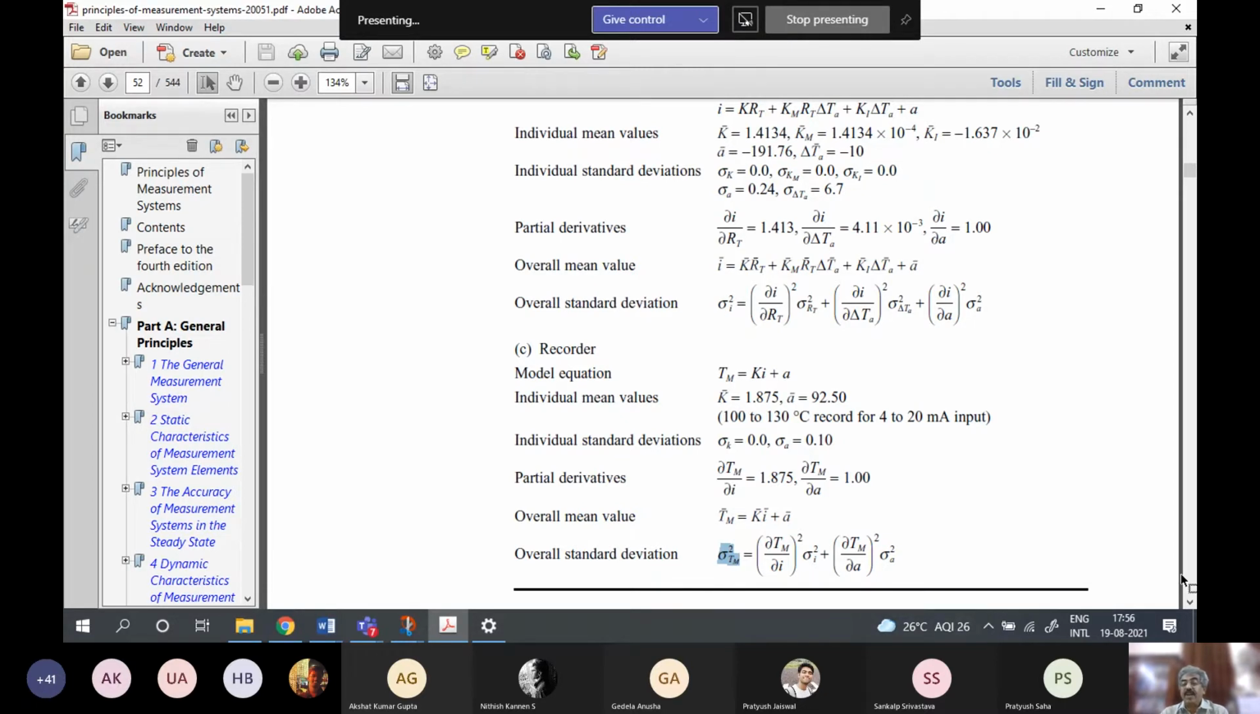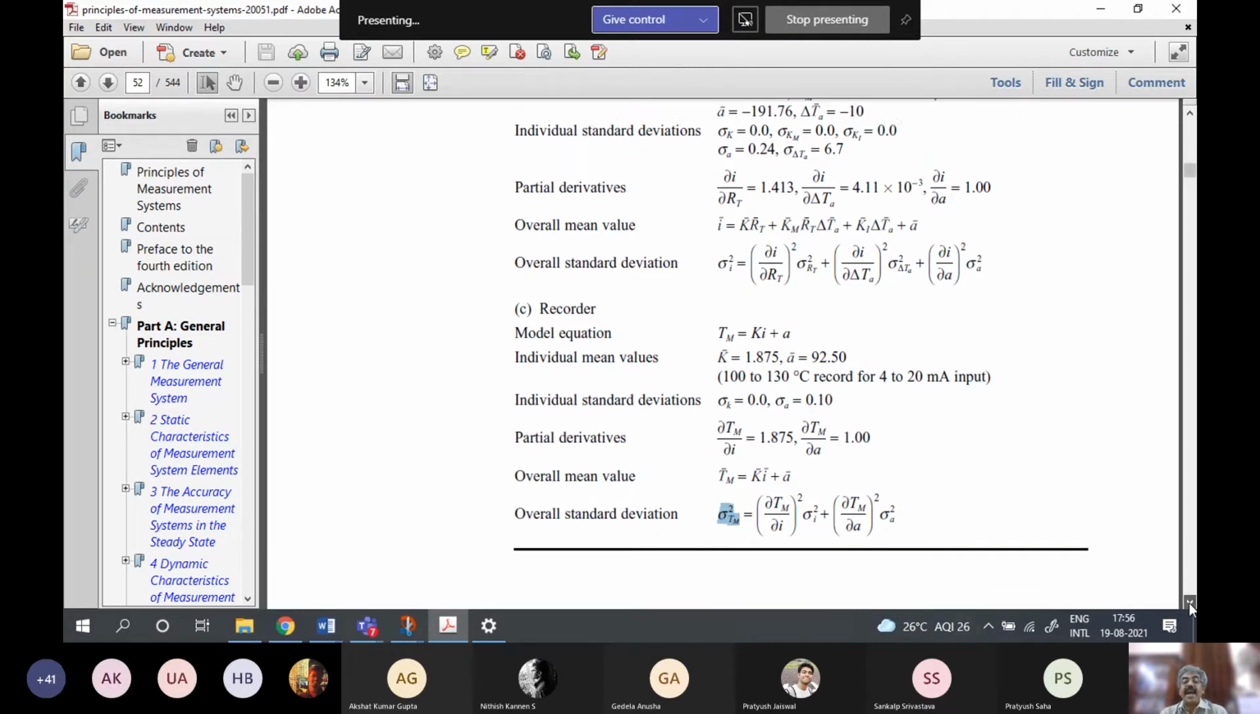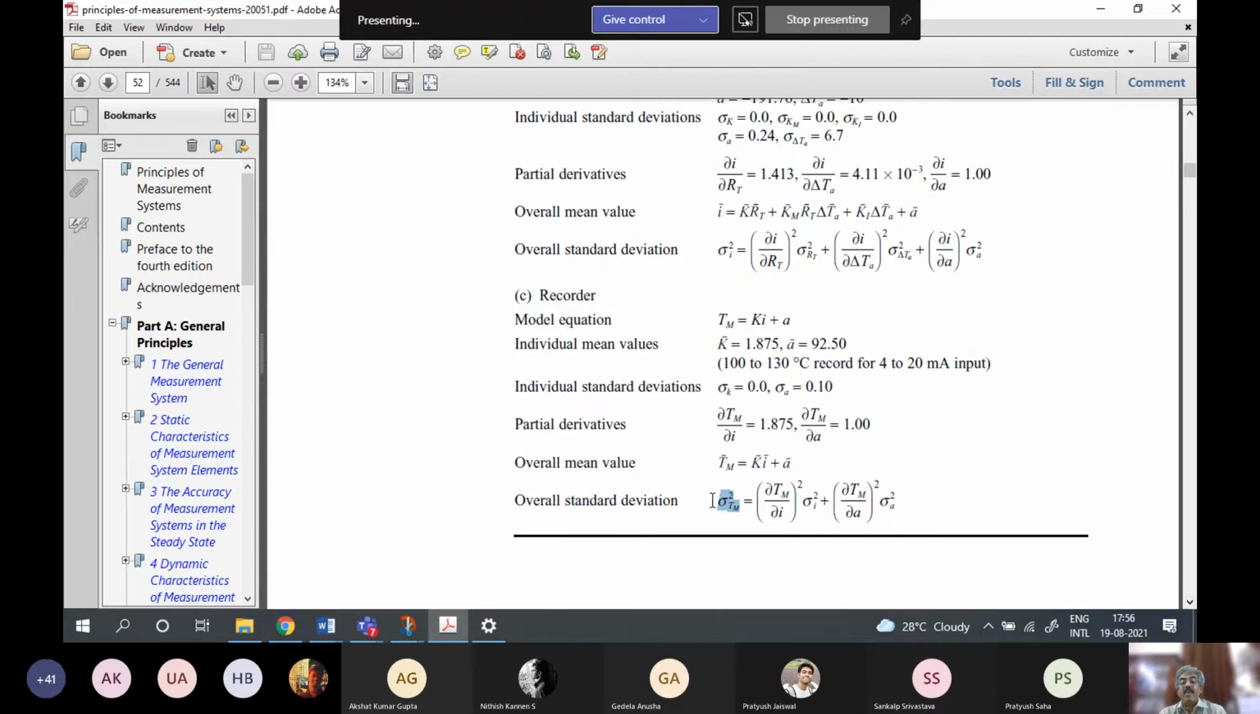So I don't know whether they have calculated values, but you can now understand that if you buy from that platinum resistance manufacturer, and if you buy that recorder and put them together and make an instrument, what kind of quality of measurement you are going to have in that instrument, that you can estimate.